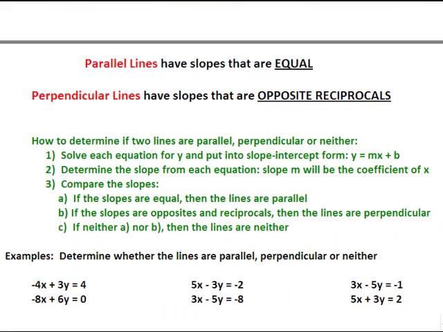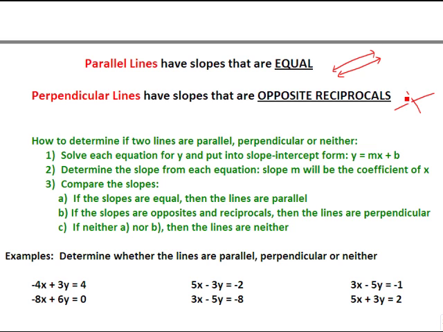Okay, in the next set of notes here, we're going to focus on two types of lines that have a relationship with their slopes. First type of lines that we're going to talk about are parallel lines. And parallel lines are two lines that never intersect, and one quality that they have is that in order to be parallel, they have to have equal slopes so that they're slanted in the same direction.